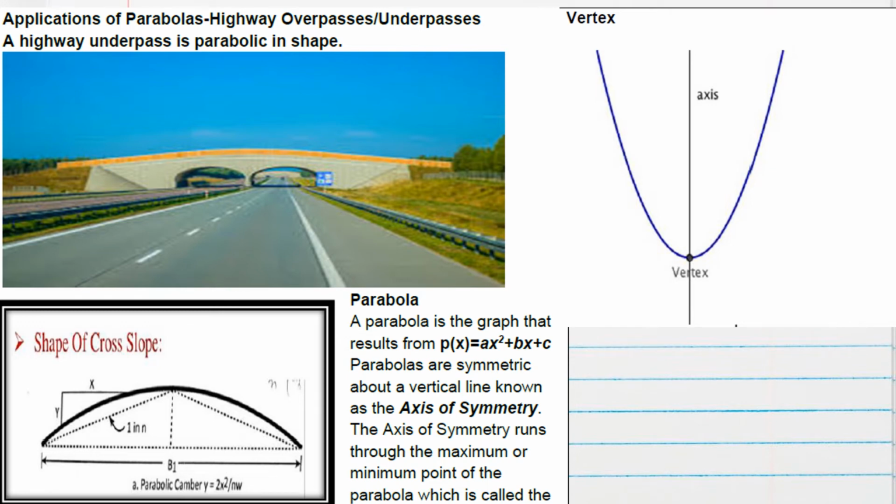Now this question is given in the sample paper. Application of parabolas: highway overpass, underpass. Parabola is the graph that results from this polynomial. Parabolas are symmetric about a vertical line known as the axis of symmetry. This is the axis of symmetry. It runs through the maximum or minimum point of the parabola. And that is called the vertex.